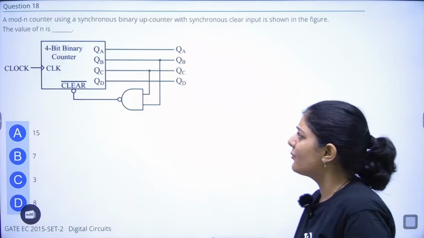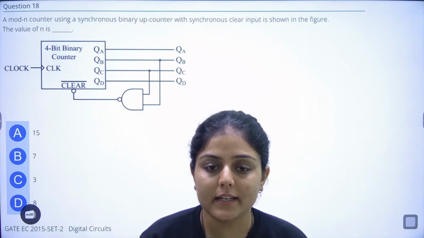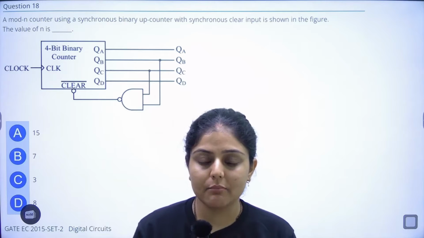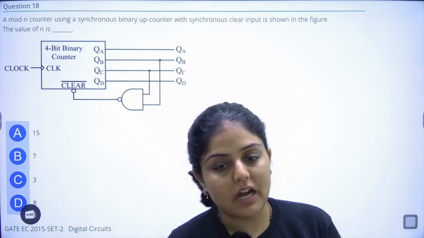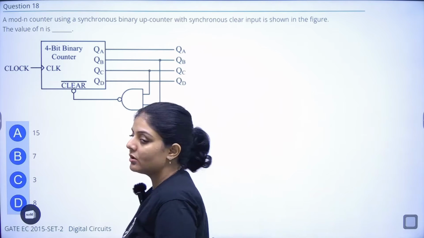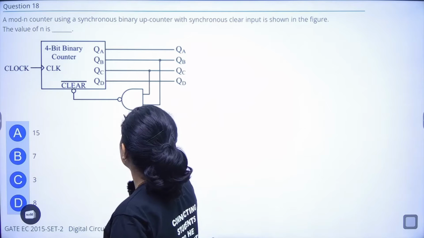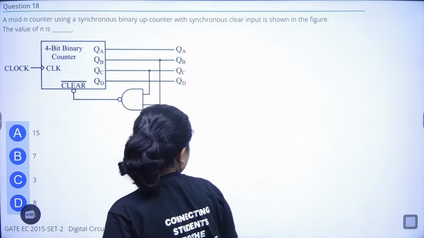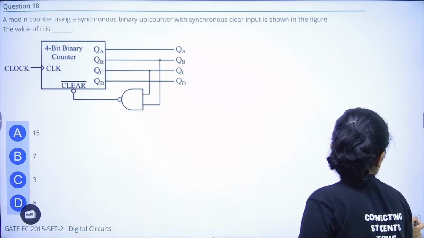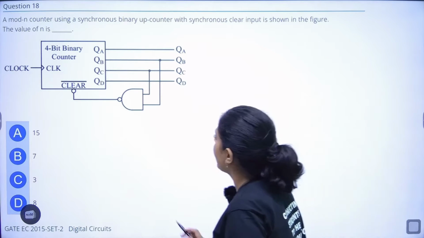Okay, a very similar kind of question. It is also a mod n counter using a synchronous binary up counter with synchronous clear input. You have to find out the value of n, up to what it is counting. So first the shortcut, then the table. So what is this? This is a NAND gate.